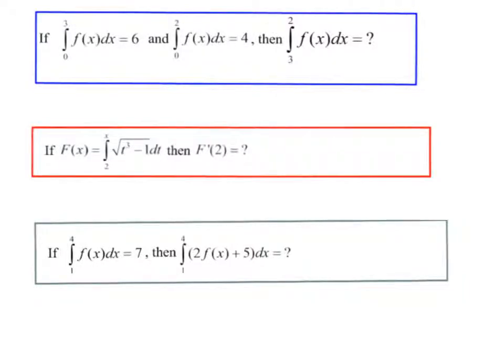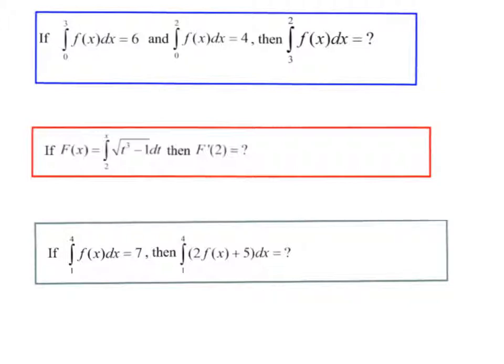In this video, I just want to review a couple of properties of integrals and then talk about finding area between curves. So this first problem, you see an integral from 0 to 3, an integral from 0 to 2, and then it asks us for an integral from 3 to 2. Now, think about this in terms of area, because that's what an integral finds, is the area between the curve and the x-axis. So this is saying, the area from 0 to 3 is 6.